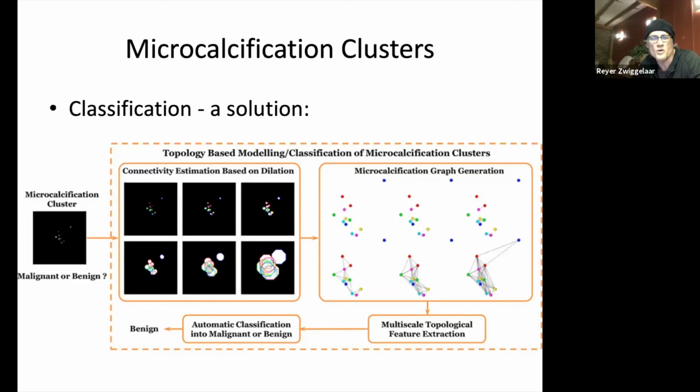And then what happens with those graphs is we extract a set of features from them, and those are used, again using traditional machine learning techniques, to determine if something is benign or malignant. This is a simple framework, but it works really well, and I'll show you that.